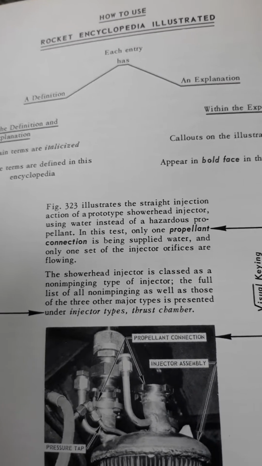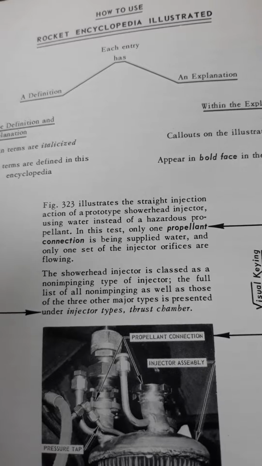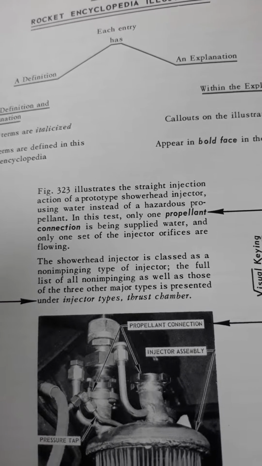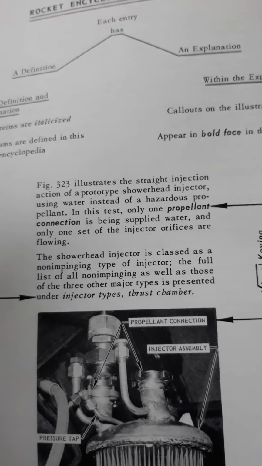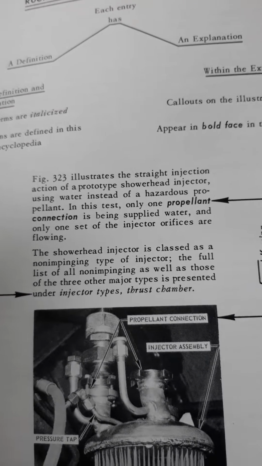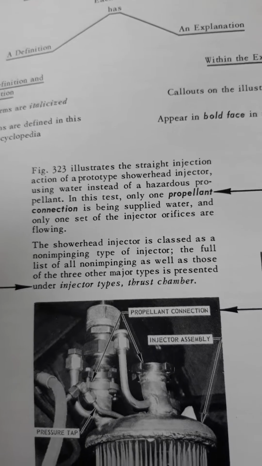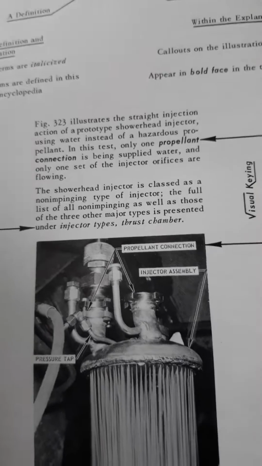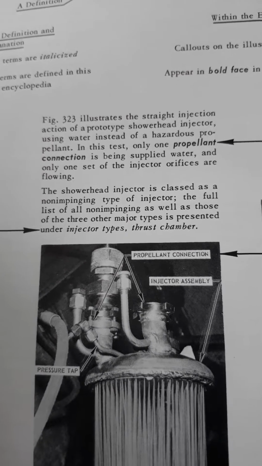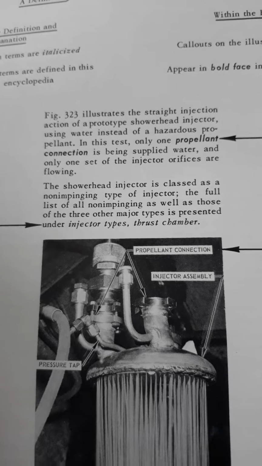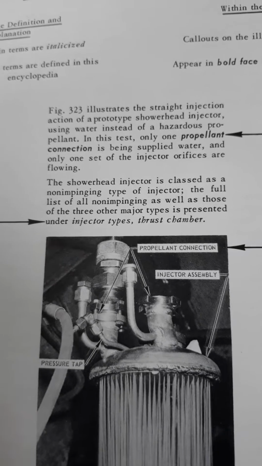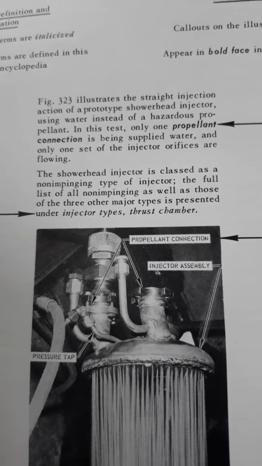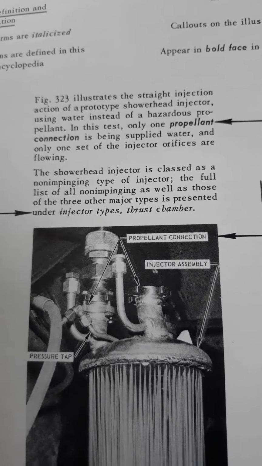Figure 323 illustrates the straight injection action of a prototype showerhead injector using water instead of a hazardous propellant. In this test, only one propellant connection is being supplied water. Only one side of the injector orifices is flowing. The showerhead injector is classed as a non-impinging type of injector. The full list of all non-impinging injectors, as well as those of the three other major types, is presented under injector types.